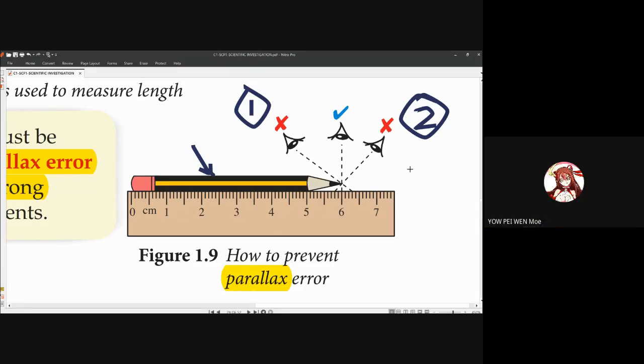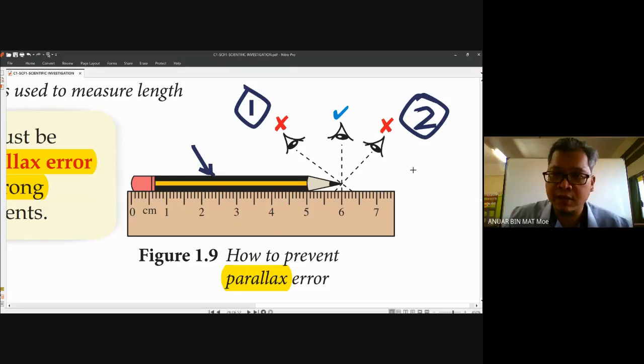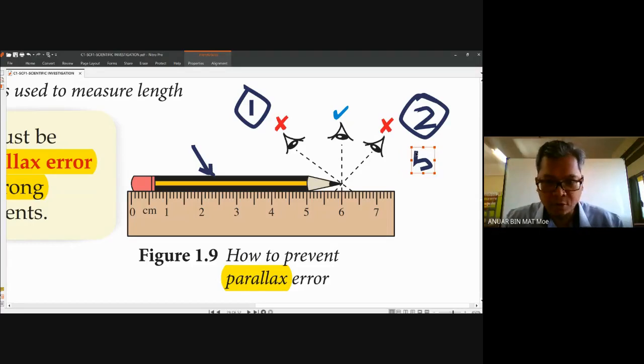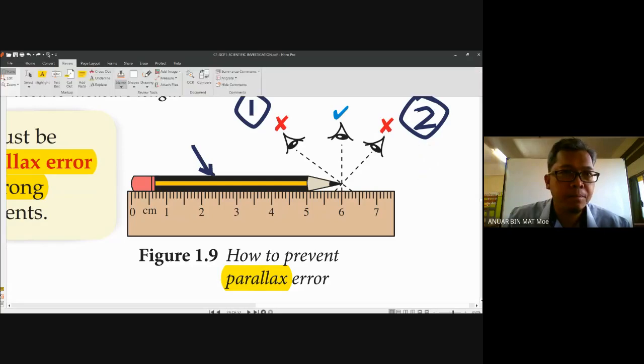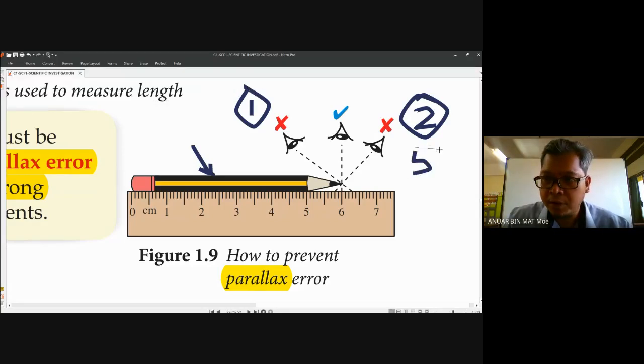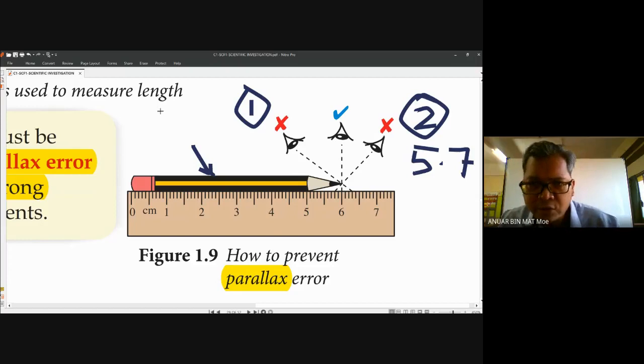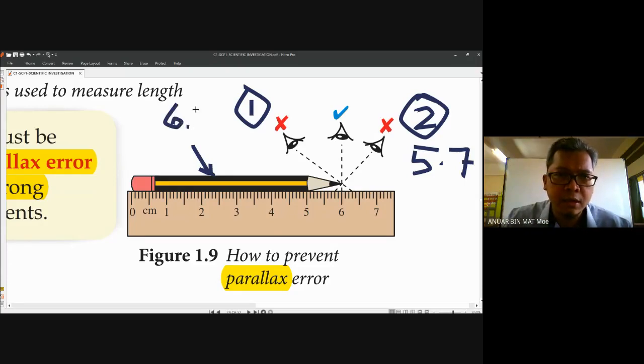Yes, 5.7, right. So the measurement in number 2 is 5.7 centimeter, right? And then for the measurement number 1, it is about 6.3. Okay, so this is not what we call small error. Yeah? This is a very big error. We call it parallax error because of the positioning of your eye. It's not parallel to the scale.